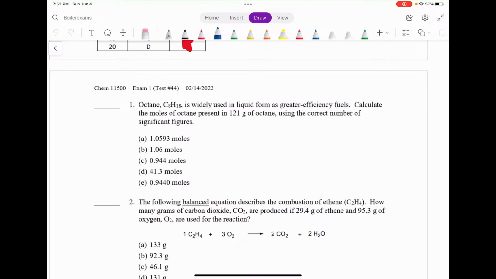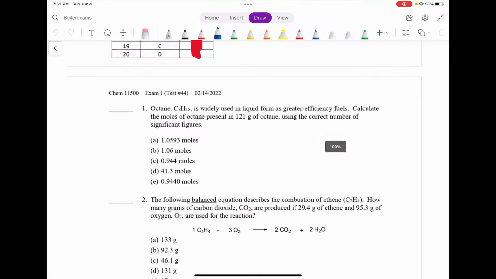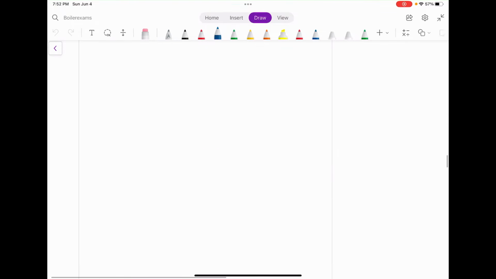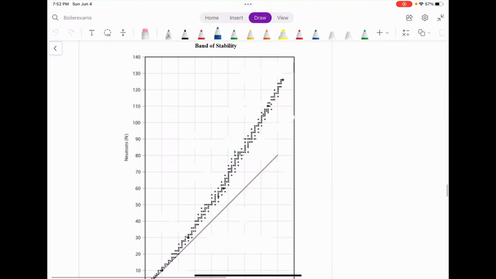Octane is widely used in liquid form as greater efficiency fuels. Calculate the moles of octane present in 121 grams of octane using the correct number of sig figs. Okay, so the first step here, we're going to need to know the molecular weight, and let's get the right sig figs too. So they give us a periodic table somewhere down here.